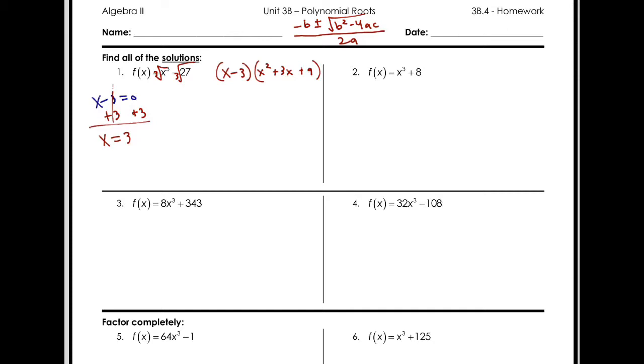So first, let's identify a. A is 1. We're getting that by the coefficients. That's a 1, that's a 3, and that's a 9. So b is 3, and then c is 9. So quadratic formula. That means opposite of b is negative 3 plus or minus square root of b squared minus 4ac all over 2a. Let's fill in. B is 3.